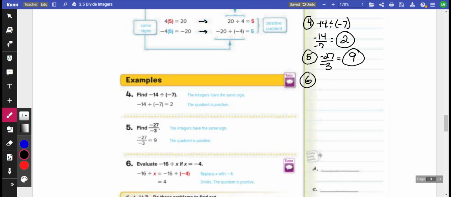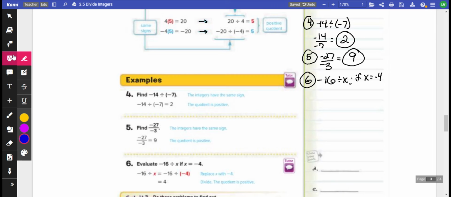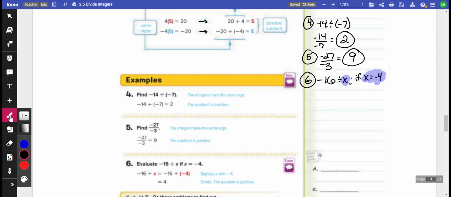Number 6, I'm going to evaluate negative 16 divided by x, and that's if x equals negative 4. So that means I'm going to take that negative 4 for my x, and I'm going to plug it in right here. So I rewrite that as negative 16 divided by negative 4.